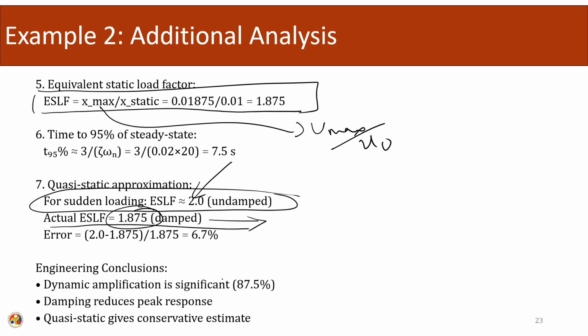If it would have been the other way around, then there would have been problem, but we are not exceeding 2.0. The actual one is less than 2.0. It means that whatever we are calculating, we are under the conservative phase only. So, in engineering calculations, dynamic application factor is significant. Damping reduces the peak responses and the quasi-static gives conservative estimate. Whenever we are designing or whenever we are analyzing, we have to be on the conservative side. This has been shown by this analysis.